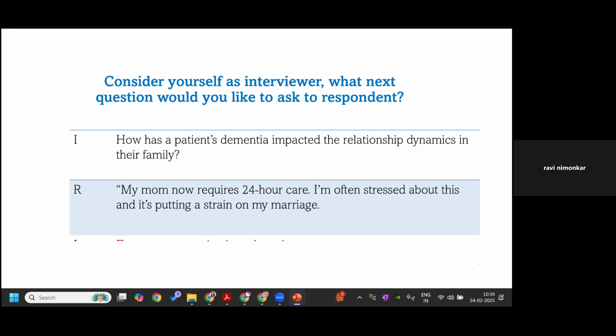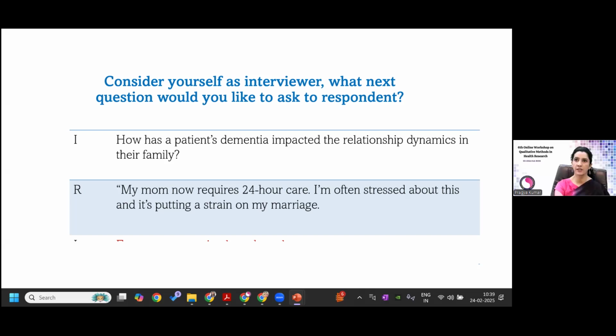Please describe how it is affecting your marriage? Or we can even enhance it: how is it impacting? Can you please elaborate on the strain on your marriage? What do you mean by strain? Yeah, very right.